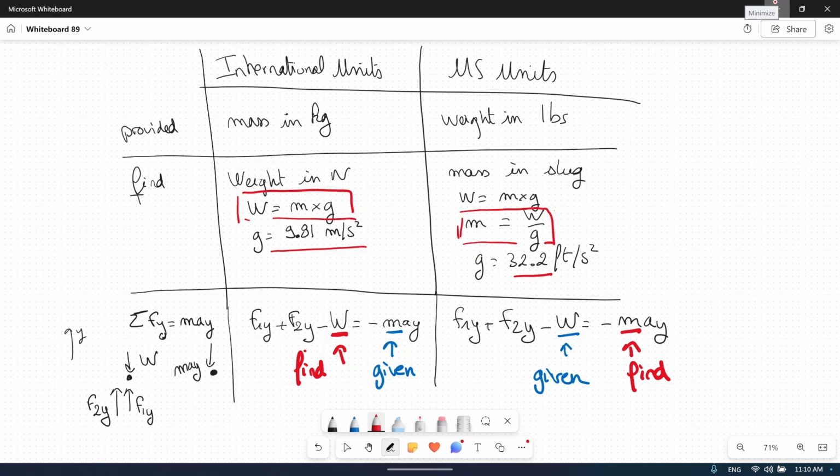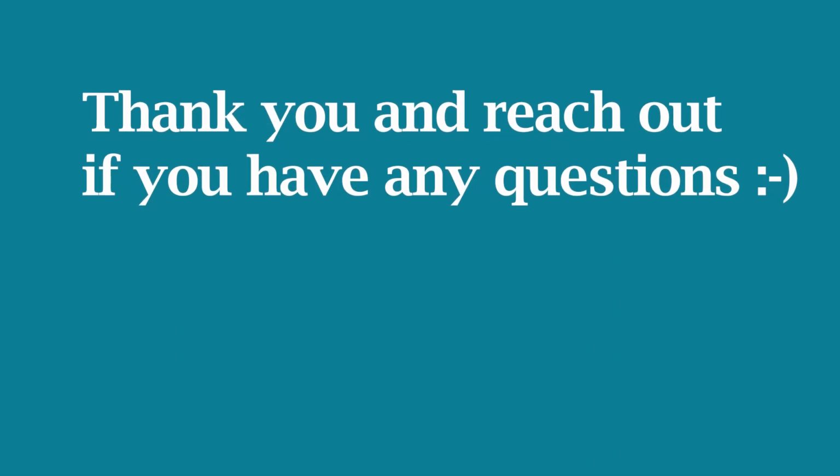So I hope that makes sense. Keep this table in mind. I will make it a nice one just for an infographic, but this is super important. What is given, the information provided, is different based on the unit. In one case, we have the information of the weight, that is the force. In the other case, we have the information of the mass. That's different. So I hope that helps.